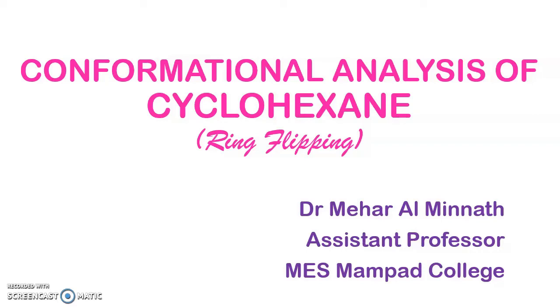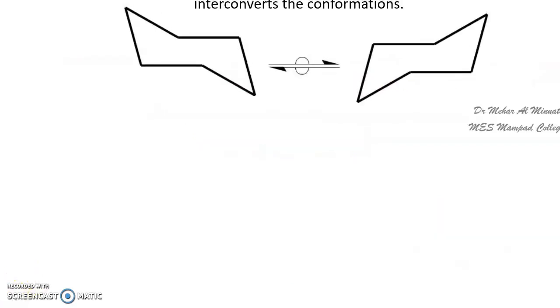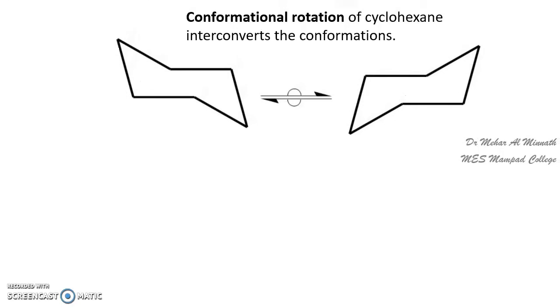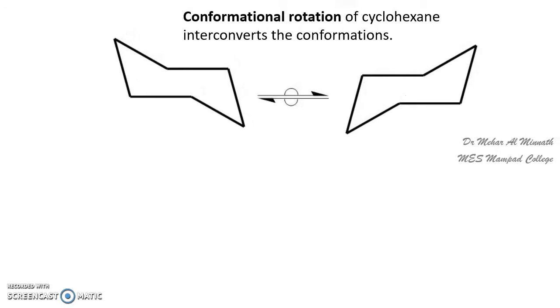Ring flipping in cyclohexane happens millions of times, or an infinite number of times, every minute or every second. We'll see what it is, how it's happening, and what changes happen in the molecule during ring flipping. Now we can say that ring flipping is the interconversion of conformations. Particularly, when the cyclohexane ring flips, it converts from one chair conformation to another chair conformation.